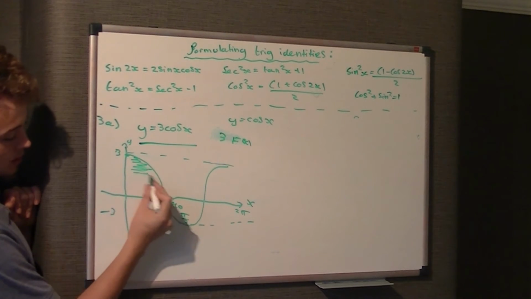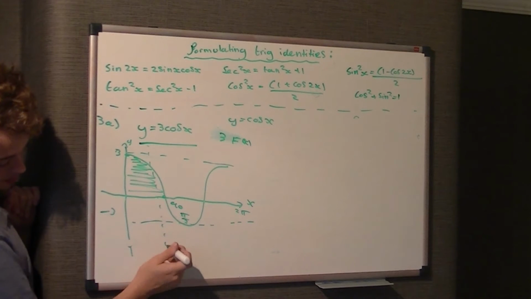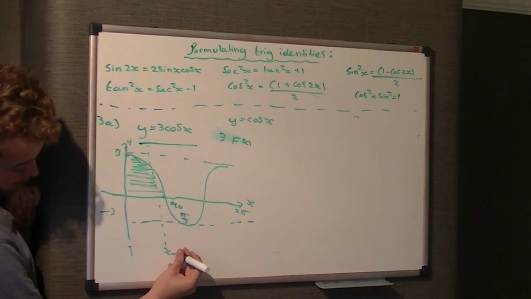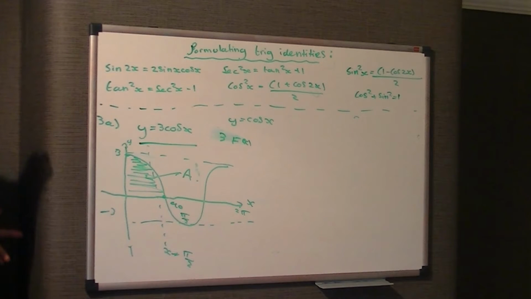So basically what it's saying is ask this bit, because it's saying between x is 0 and x equals pi over 2, and this is x equals pi over 2. Sorry, that should have gone through 90. Pi over 2. So it's asking you to find this value of the area. So it's the area, right? So how would we do that?